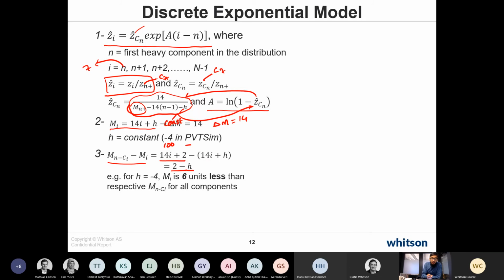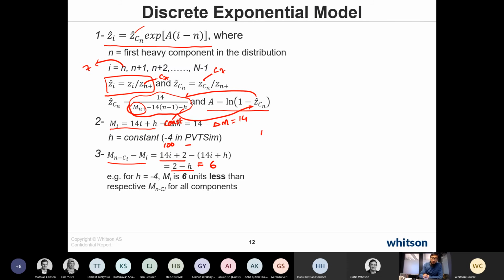And 2 minus H, that is representing the difference between the molecular weight of normal paraffin versus the single carbon number average molecular weight. So in PVT-SIM, if I put -4 here, then this -4 is going to be a value of 6, and this 6 will suggest that the average single carbon number molecular weight is 6 units less than its respective normal paraffin molecular weight. And that will be a constant value for all components.